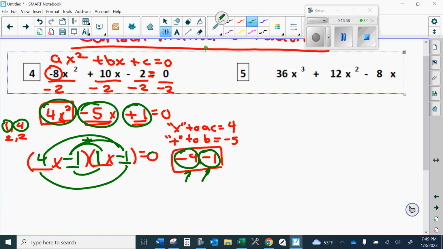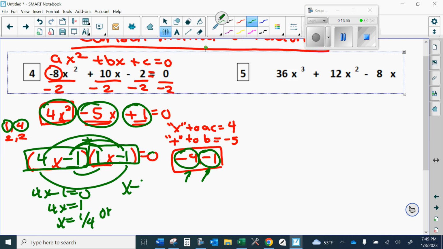But since it's got the equal sign, I've got to set each factor. Remember, this is called a factor, and this one's called a factor. You set each factor equal to 0 and solve. Add the 1 across and divide by 4. And the other one, all I do is add the 1 across, and I'm done. So it's 1/4 or 1. Those are my two answers.